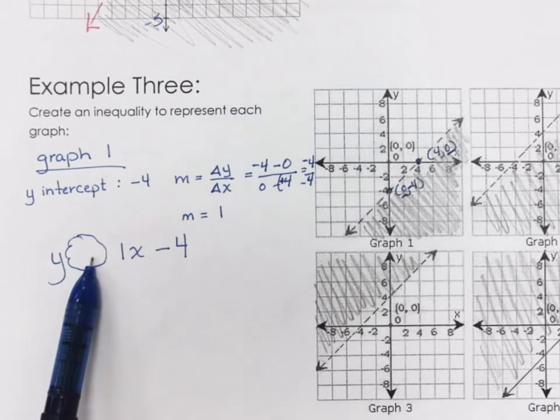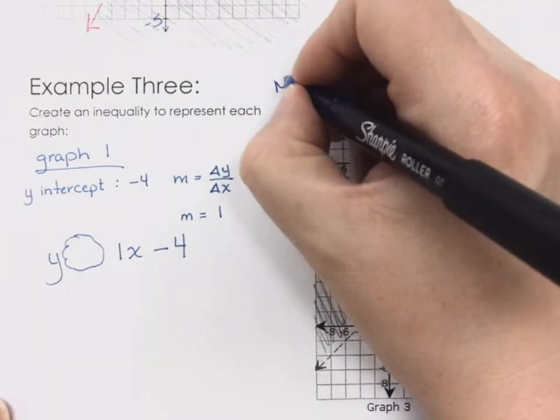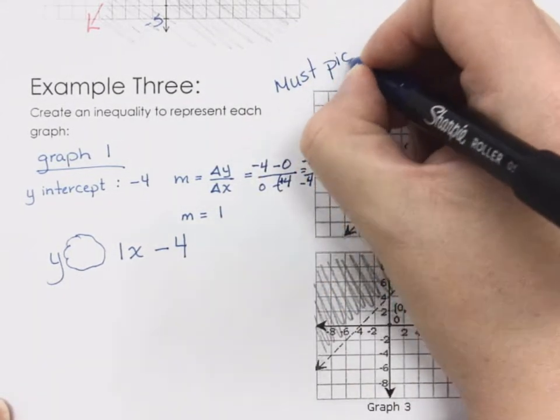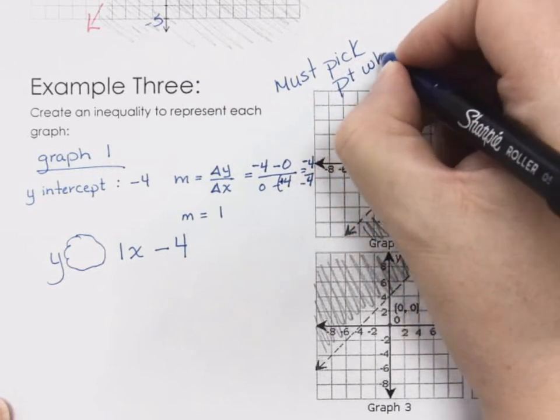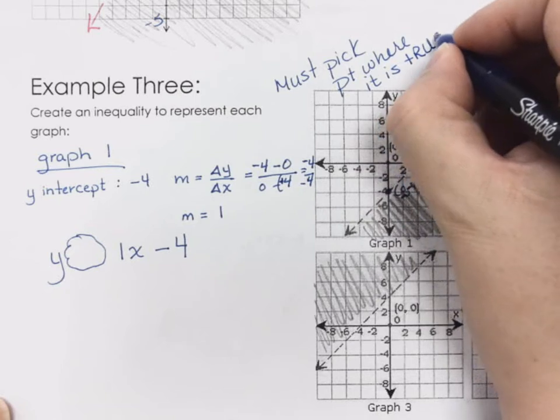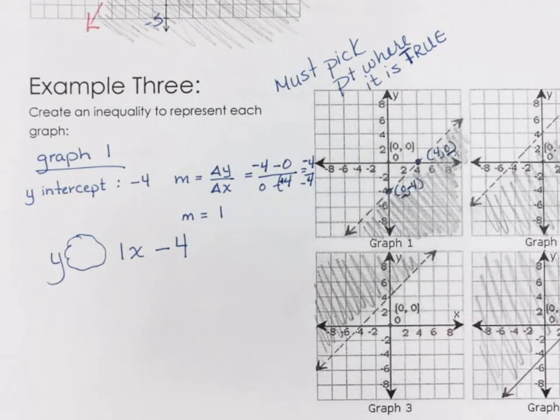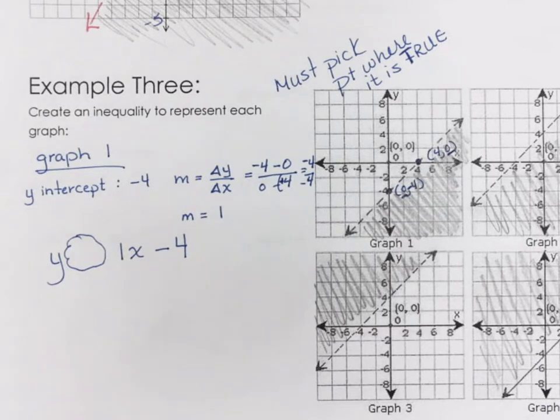So we need to figure out that inequality. Okay, so we only shade where it's true, right? So when you're creating these, you must pick a point where it is true. All right, so I'm going to pick a nice easy point in the true section. So it's got to be fully in the true section. So give me a point that's fully in the true section.